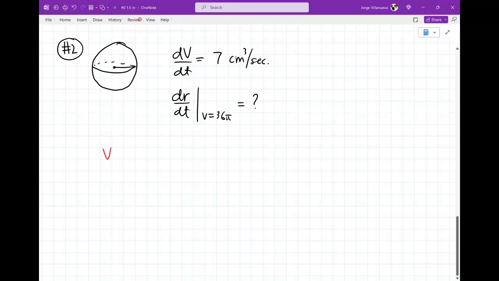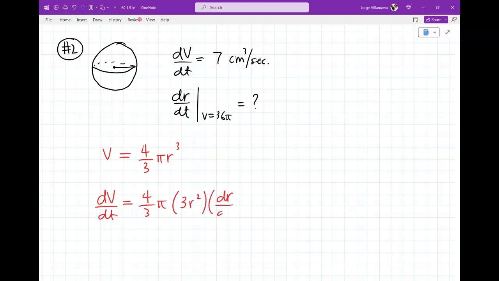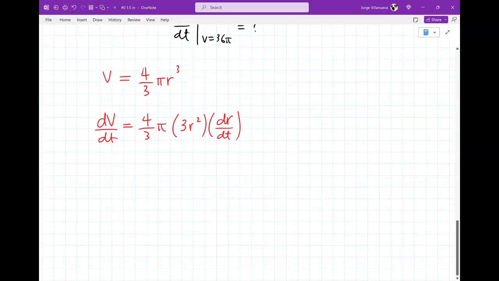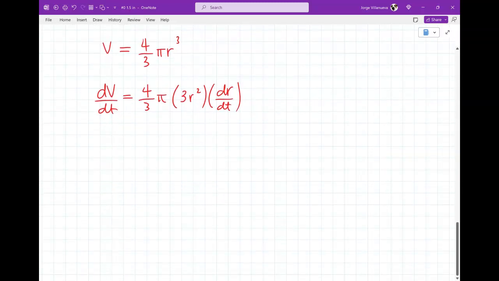So we're going to start off with volume. The reason is that I know dV/dt, so I'm going to have to take a derivative of it at some point, and I know I'm going to have to take a derivative of r because they want dr/dt. So let me take a derivative implicitly with respect to time. Derivative of V is dV/dt. 4/3 pi, just ignore it, it's a constant, leave it there. The derivative of r cubed is 3r squared dr/dt. Okay, so there's my derivative for that function.